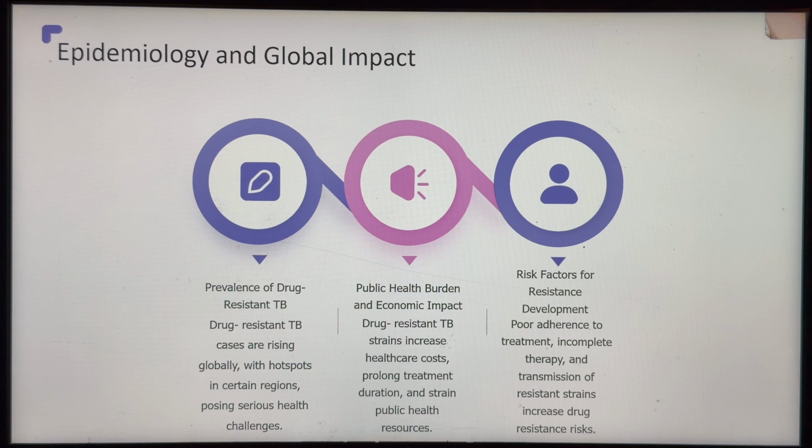Now let's look at the major risk factors that contribute to the development of drug resistance. One of the most important factors is poor adherence to treatment. When patients fail to complete the full course of therapy, drug susceptible bacilli are eliminated while naturally resistant mutants survive and multiply. Other important risk factors include inappropriate treatment regimens, incorrect drug dosages, poor quality medications, delayed diagnosis, and direct transmission of already drug resistant strains from one individual to another.